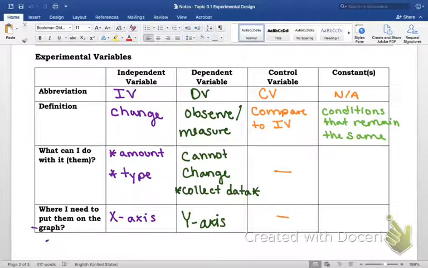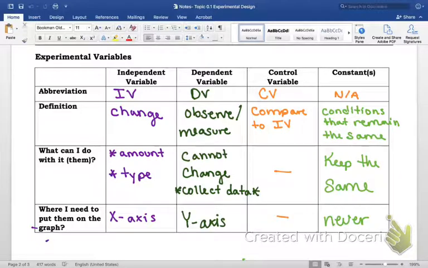So the control group is that they are not getting the medication, but a constant would be things that are staying the same from trial to trial. So these are things we must keep the same. And you don't graph this. You only use your independent and dependent variables when developing your graph.